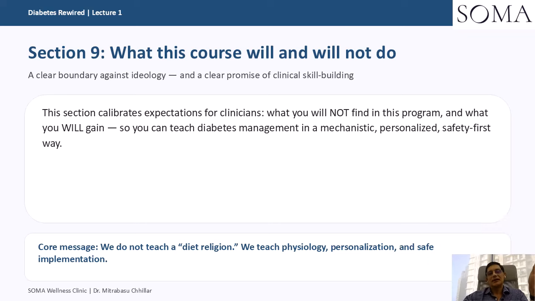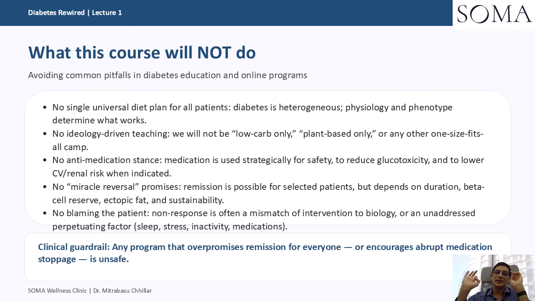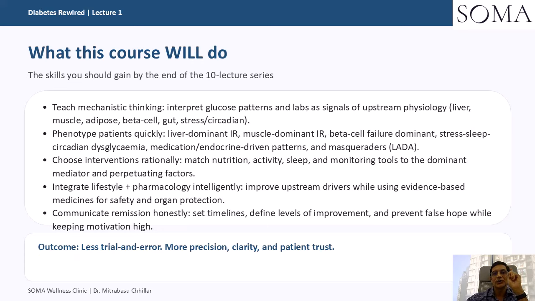What this course will and will not do. Let me be very clear. This course will not give you a single diet plan for all patients. It will not promote ideology. It will not encourage medication abandonment. What it will do is teach you how to think mechanistically, how to phenotype patients, how to choose interventions rationally, how to combine lifestyle and pharmacology intelligently, how to speak honestly about remission, and how to prevent complications proactively.